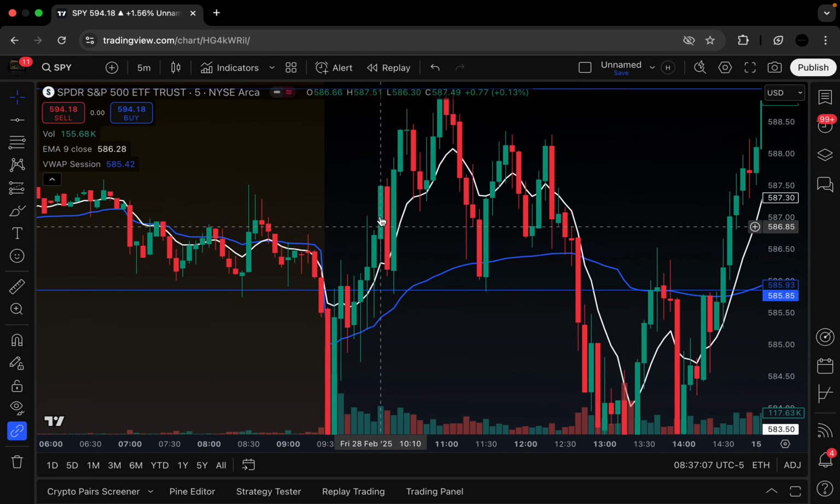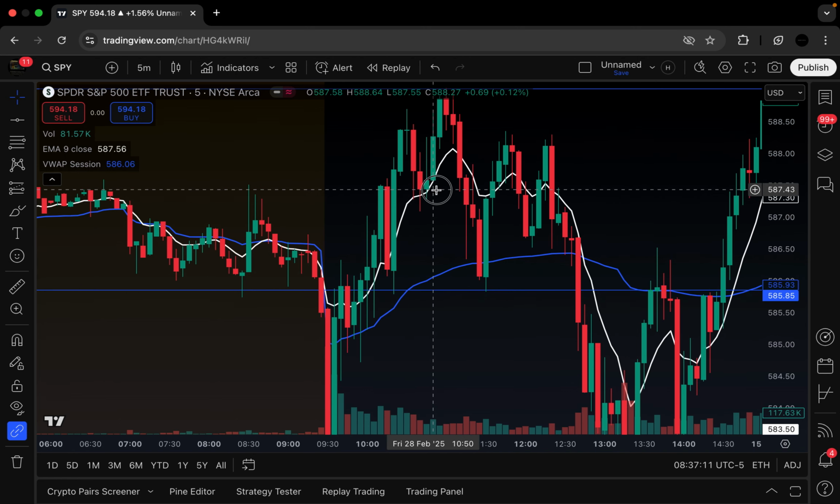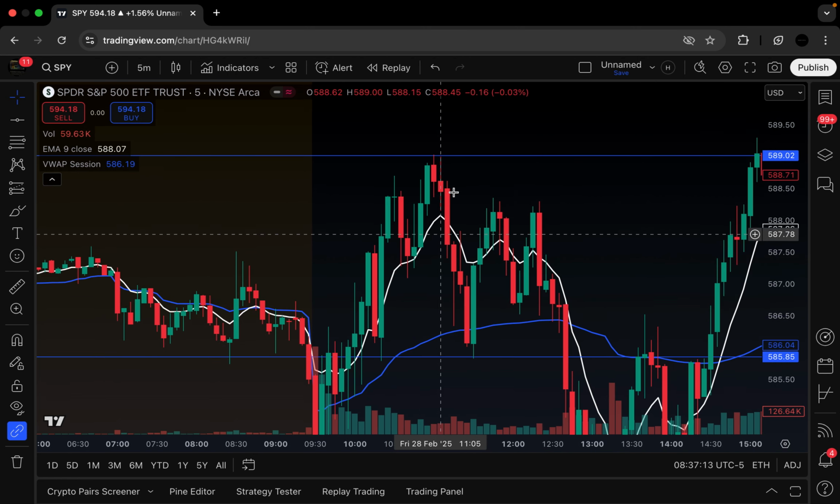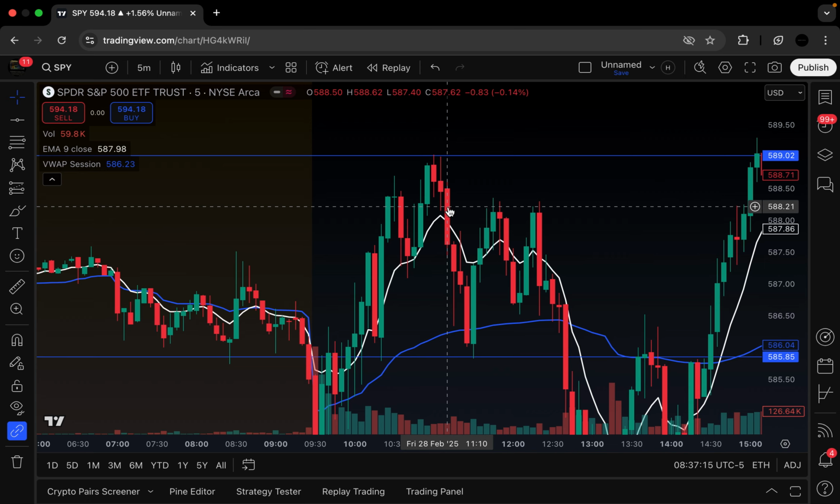And look what happens. Pump, reject. Look what happens. Bounce, pop, sweep to the upside, level to level, ping pong. I do not care if I am red. I've been down $600. I've been down $1,800. I don't care. I'm playing my levels and I'm playing the range. That's it.